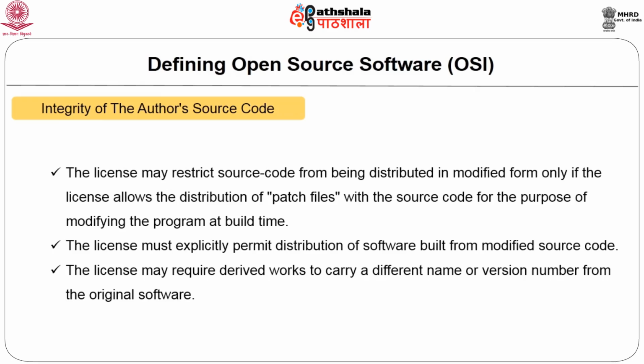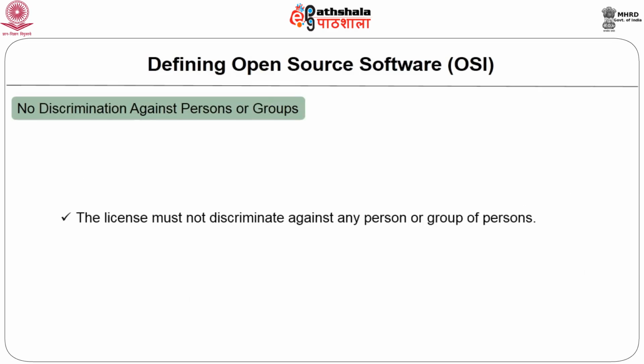Usually source code or open source software are developed in incremental form. So, there will be version 1, 1.1, 1.2 and so on. There might be requirement of patch files in the intermediate versions. So, the fourth point insists on these patch files and it says the integrity of the author's source code must be there. The fifth point is there must be no discrimination against persons or groups.